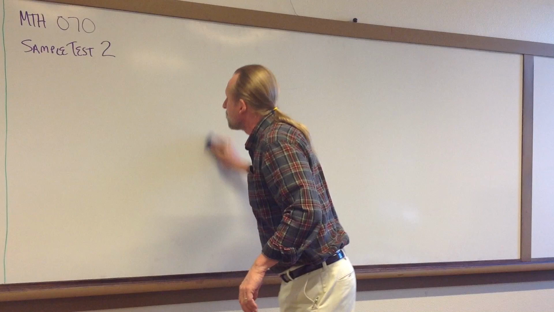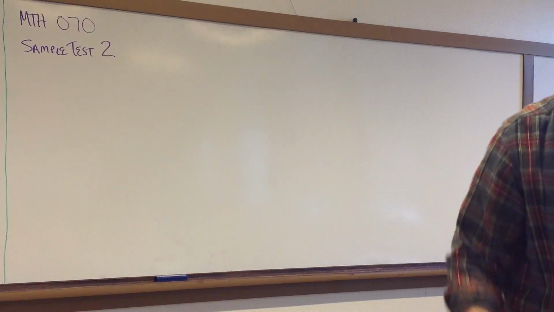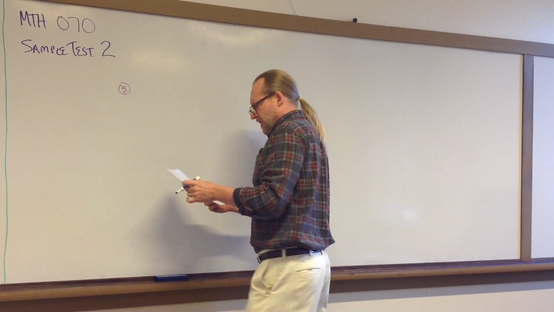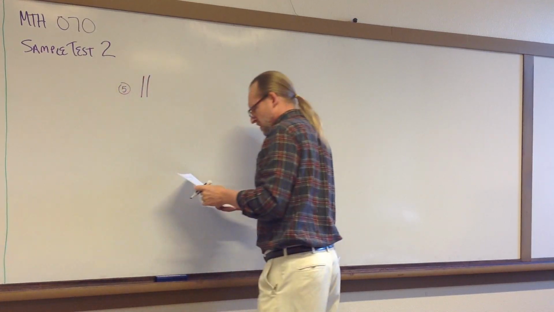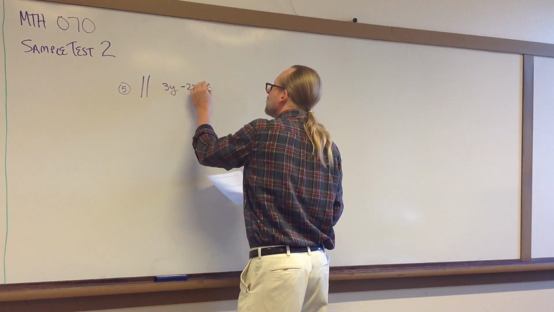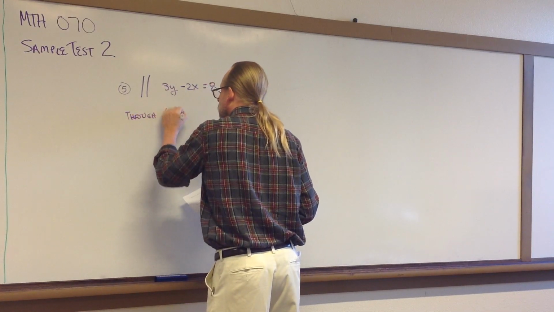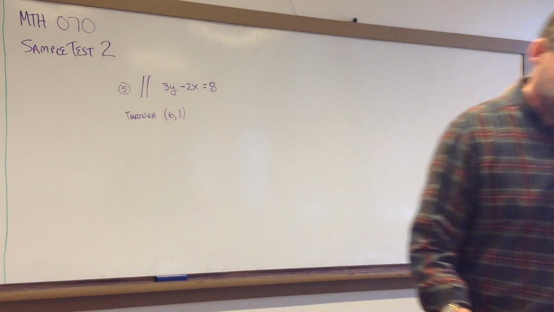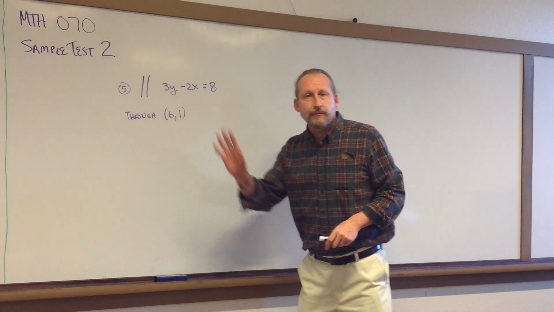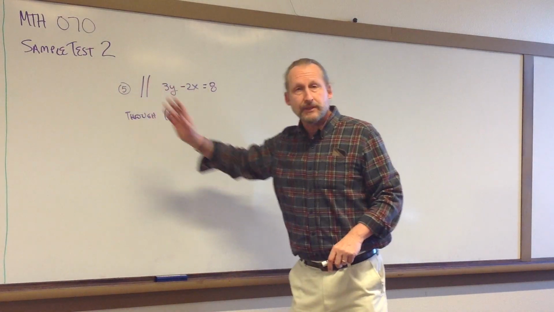Problems 5 and 6 are those parallel and perpendicular problems that we talked about last week. So let's see. Problem 5. We want to find the equation of a line that is parallel to the line 3y minus 2x equals 8. And we want that line to pass through the point (6, 1). Okay. So, in this problem, if we want to find a parallel line, we have to know something about the slopes, okay? Because the slopes of parallel lines are the same.